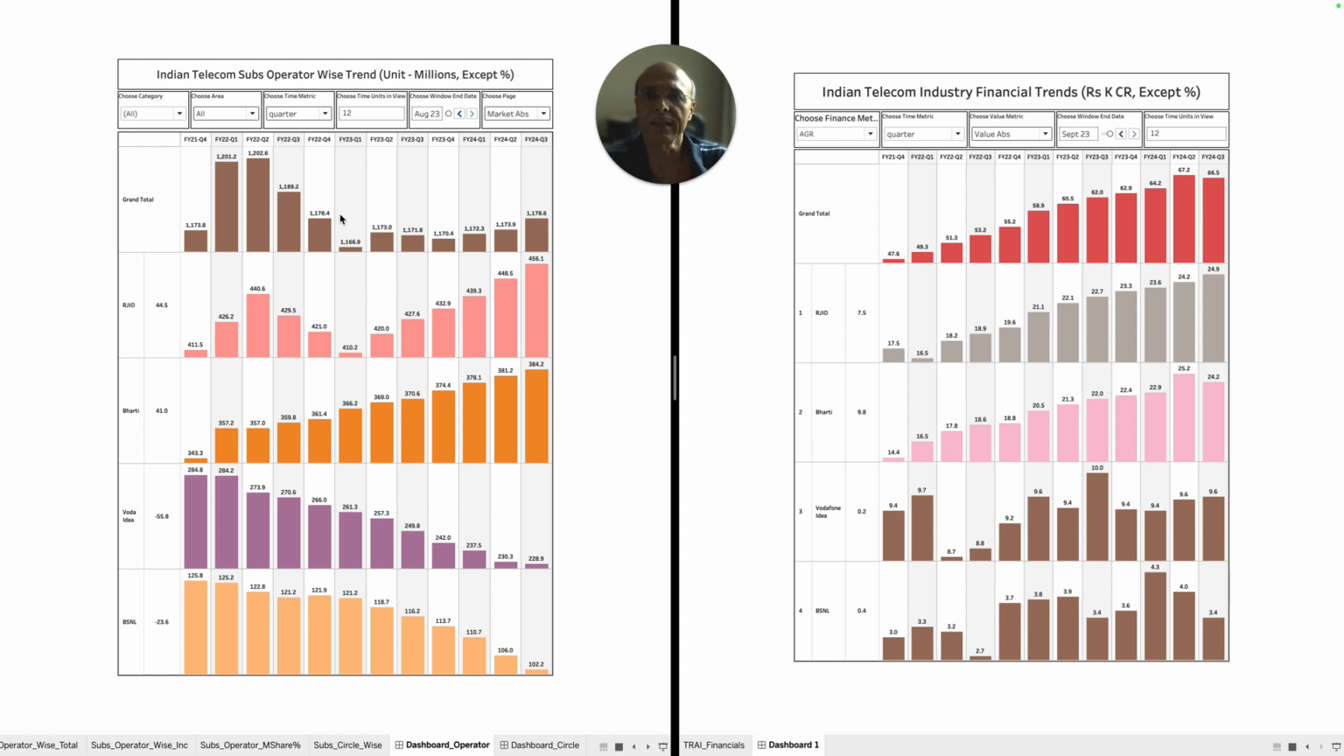Now, since the financial numbers are presented by TRAI on a quarterly basis, I have also used quarter as the time metric for the subscriber dashboard, so that we can see both dashboards side by side and draw conclusions.